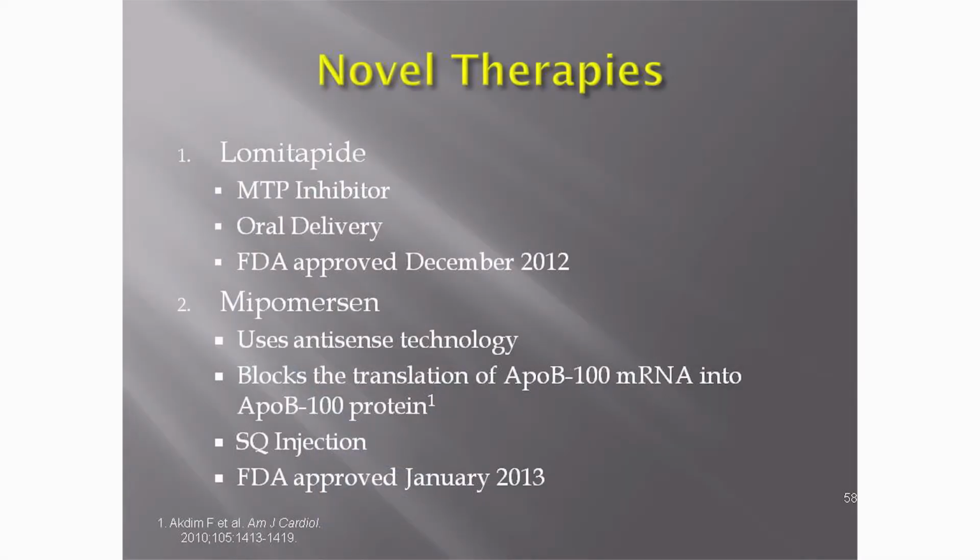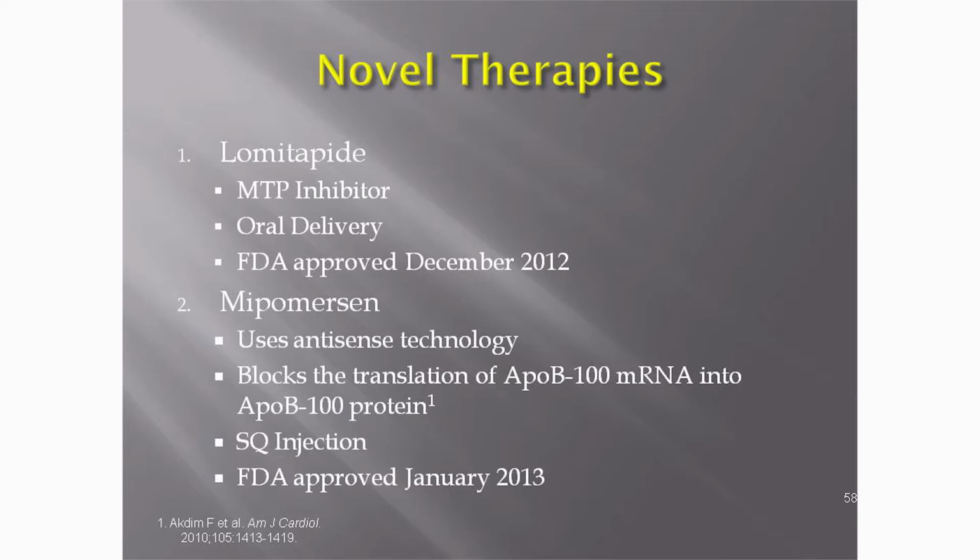Next, we move on to novel therapies. These are new therapies. Lomitapide was the first approved, and it's an MTP inhibitor, and I'll describe that in a second. It's a small molecule, so it's delivered orally, and it was FDA approved in December 2012.